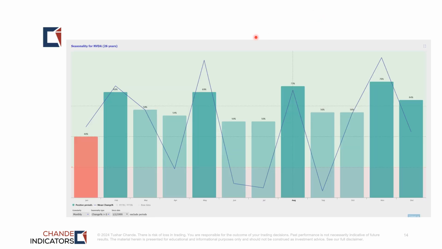So changing gears a bit, this is seasonality for Nvidia going back 26 years. August tends to be a positive month, being positive 73% of the time. So August will be a good test of seasonality for Nvidia, and also it would be consistent with the zigzag 5-wave decline in the market. So we might expect to see a bounce in Nvidia and the broad market soon.